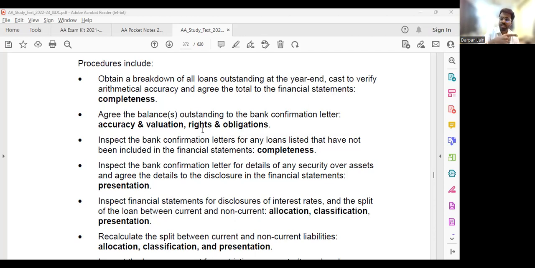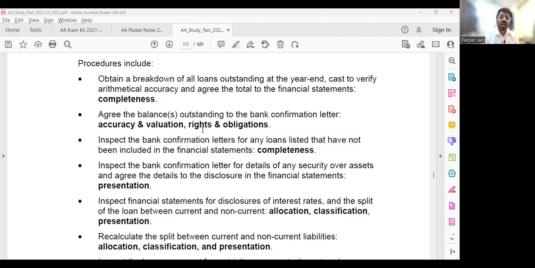The same thing which we've seen in cash and bank balance. You are going to check whether the addition and subtraction have been done correctly and accurately or not. And the total of this breakup should be matching with financial statements. So agree the total to the financial statements. Cast it for arithmetical accuracy for additions and subtractions, see if it is calculated correctly or not, and agree the total of this breakup. The total of this breakup should match with your financial statements.